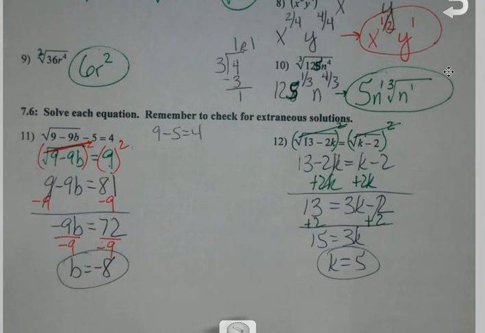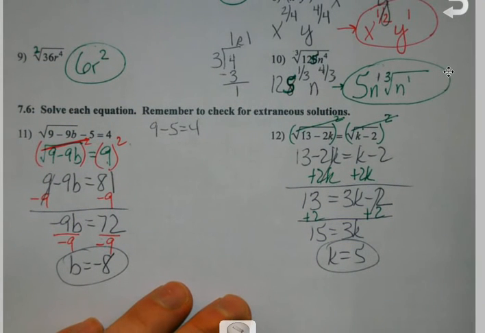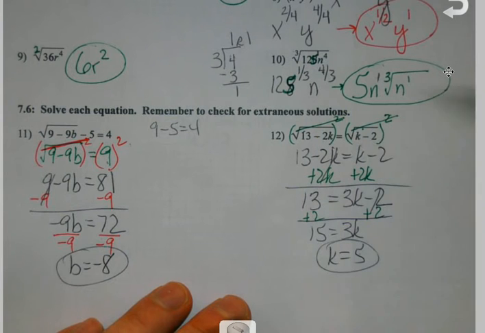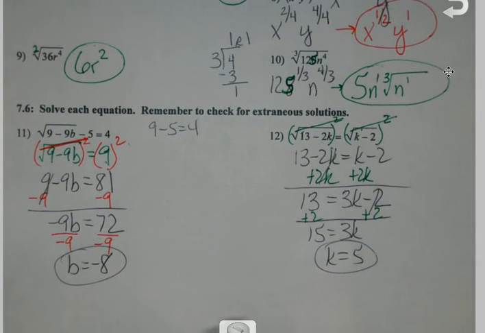And quickly make sure that this is going to work. Okay, let's see. 2 times 5 is 10. 13 minus 10 is 3. 5 minus 2 is 3. Okay, that works. Do you have any other clues that don't work?